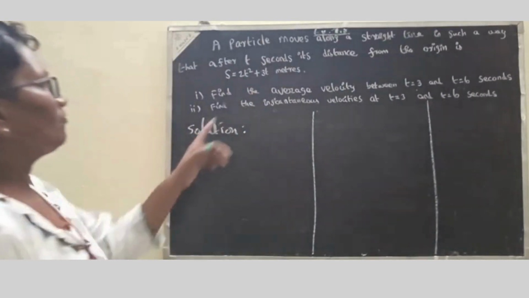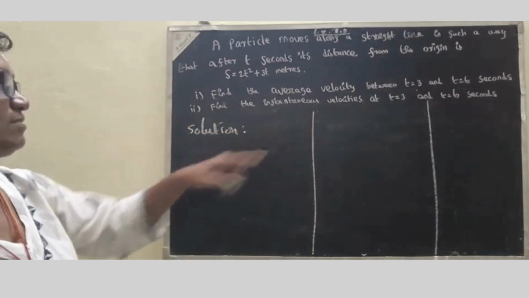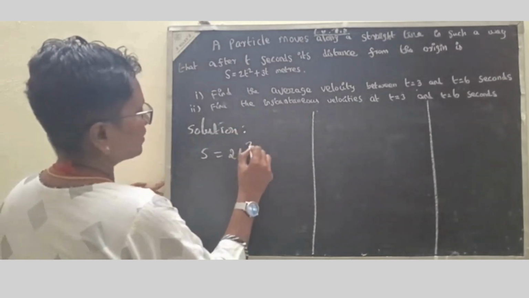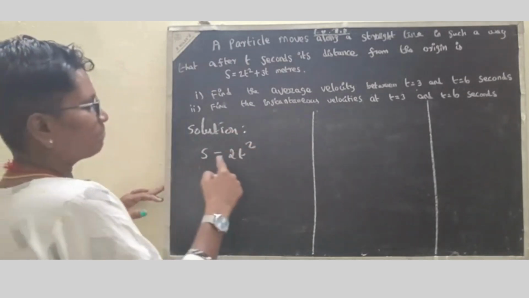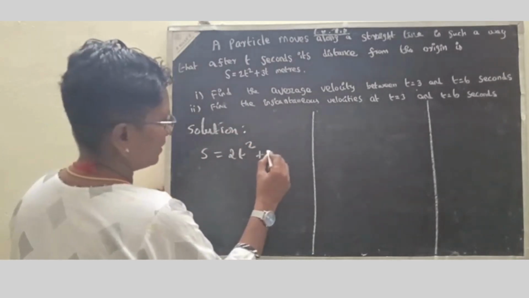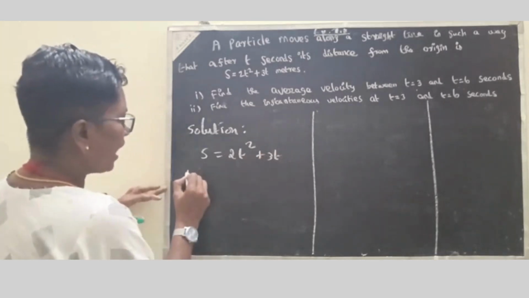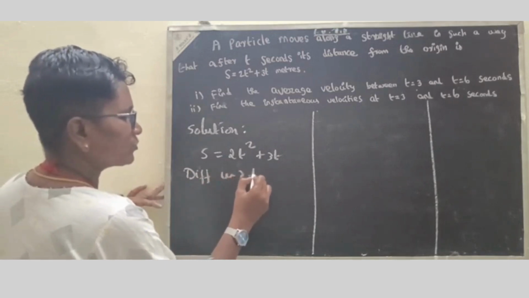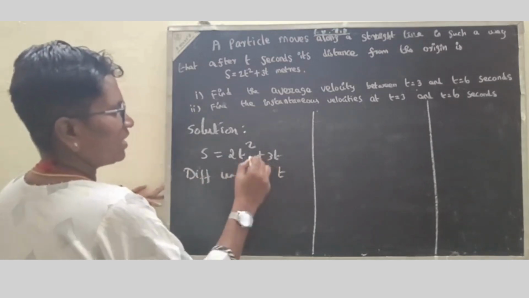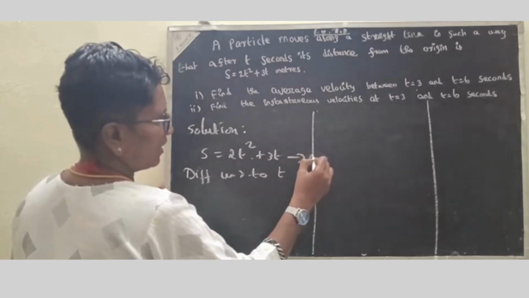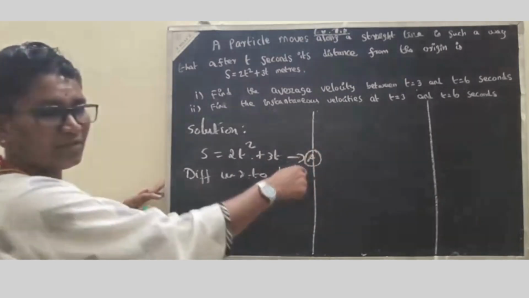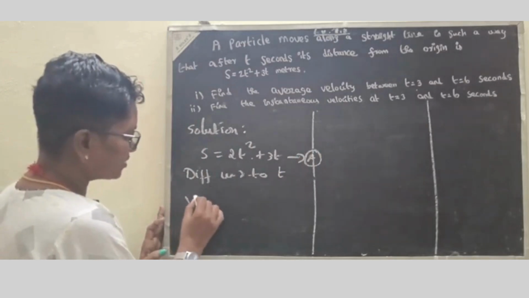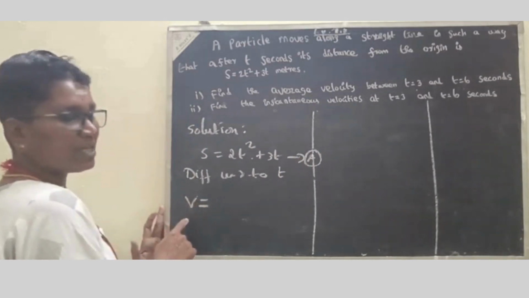Next we are going to find the instantaneous velocity. We are given x equal to 2t square plus 3t, which is the displacement. So we have to differentiate this equation with respect to t. Let it be A. Differentiate the equation A with respect to t. That is known as velocity. We can call it velocity.